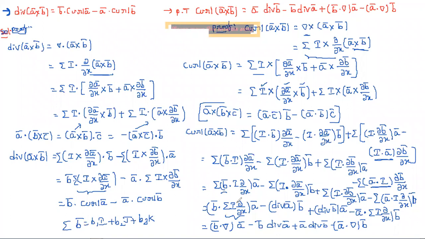So summation we are applying for i dou by dou x. This is nothing but simply we can write del, and this is the definition of divergence, del dot a bar. So that is what we wrote here: divergence a bar, and this is divergence b bar. And next here we also wrote del a bar dot del into b bar. This is another identity, and these two identities are very important: divergence of a bar cross b bar and curl of a bar cross b bar. They may ask in word notation or they may ask in symbolic notation.